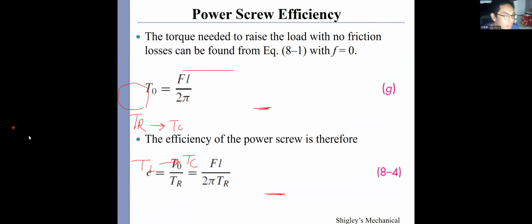Okay, so if we define the friction coefficient equal to 0, we get T naught equals FL, F times the lead divided by 2 pi. And the efficiency of the power screw is therefore E equal to T naught divided by TR. The T naught means no friction, and the TR means the torque to raise the load. We can figure out what the efficiency of the power screw is.